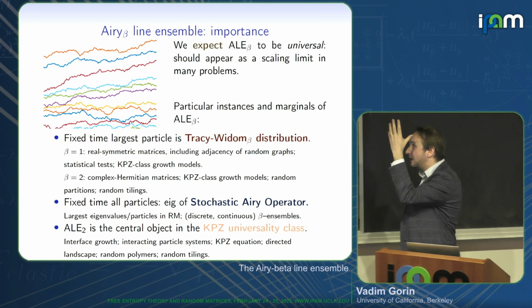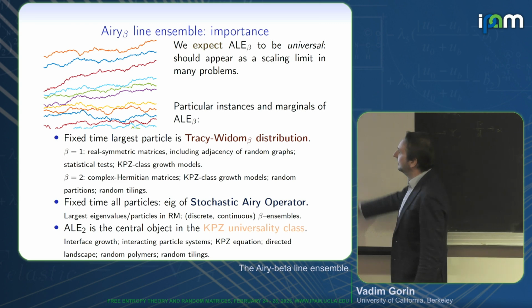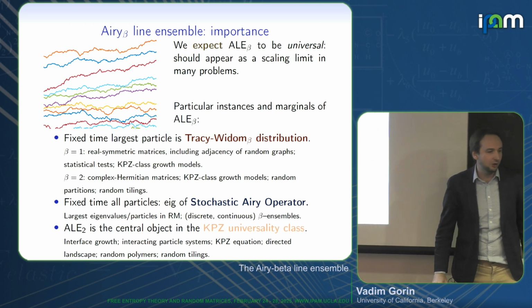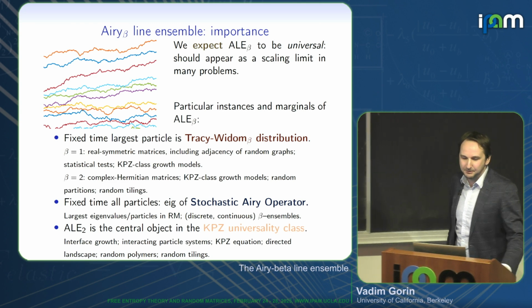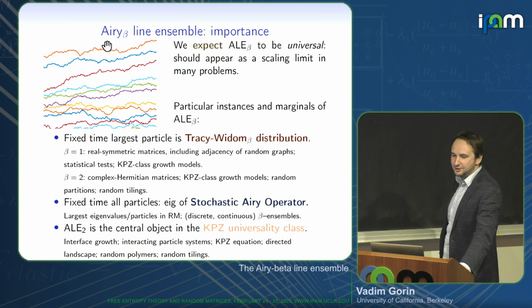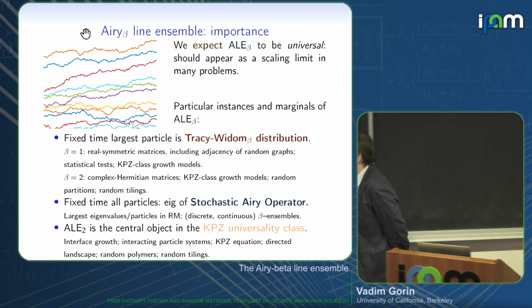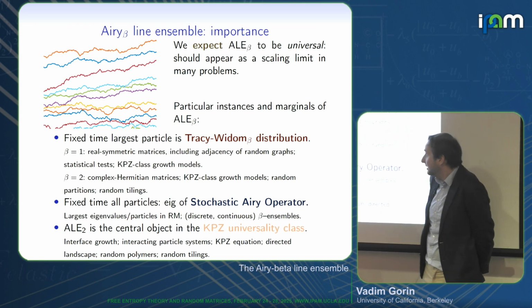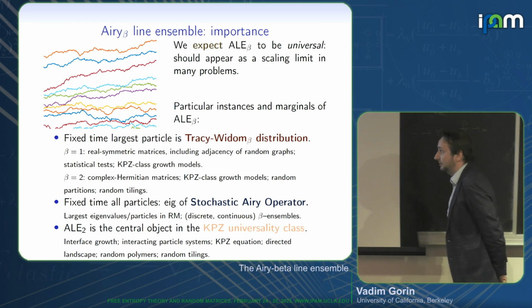Now, if you look at some marginals of this Airy line ensemble, some parts of its universality are actually already known in the literature. For example, if you look at the largest eigenvalue at fixed time, this orange thing in the middle, just the one-time distribution of one position, that is called the Tracy-Widom beta distribution. And it is already known to be universal. It appears in many different problems.